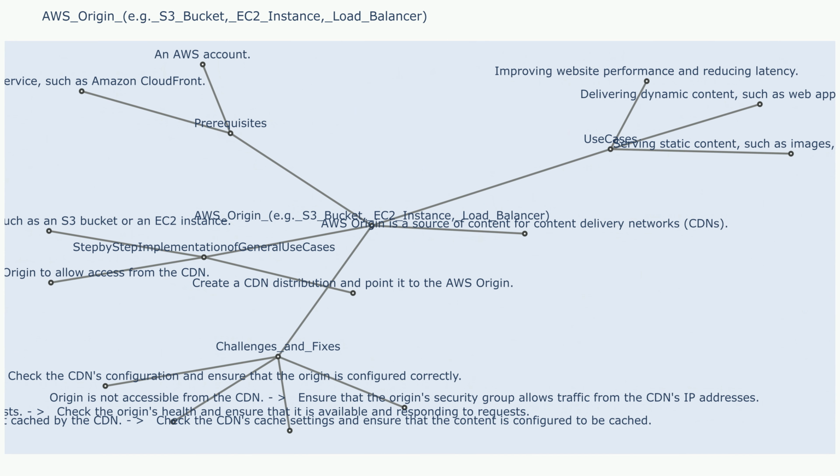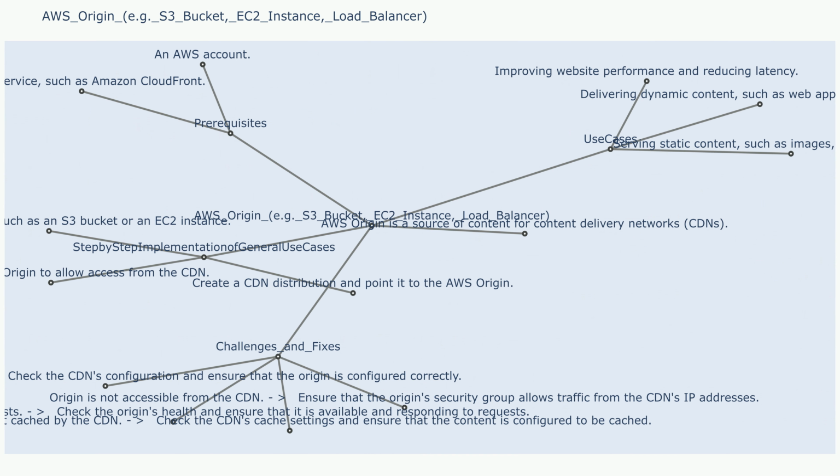Configure the AWS origin to allow access from the CDN. This usually involves adjusting the security settings on your origin to allow traffic from the CDN's IP address range. Create a CDN distribution and point it to the AWS origin. Configure the CDN settings, including caching behavior, origin settings, and access restrictions.